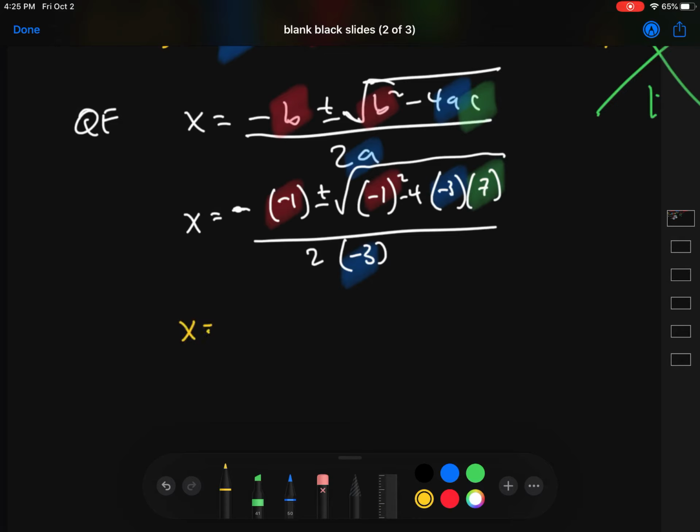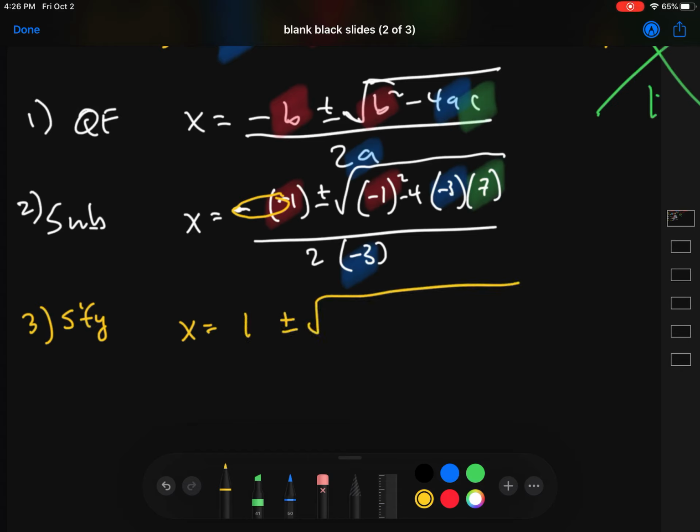All right, now I'm going to simplify here. So what did we do above? We did a substitution. So always write down the quadratic formula, always do your substitution, and now here we're going to simplify. That's my abbreviation for simplify. The opposite of negative 1 is a positive 1. Plus or minus, we leave that to the very end. And negative 1 times negative 1 is 1. Again, this is negative 4 times negative 3, which is positive 12. 12 times 7 is 84, positive 84. And then all of that is over negative 6.